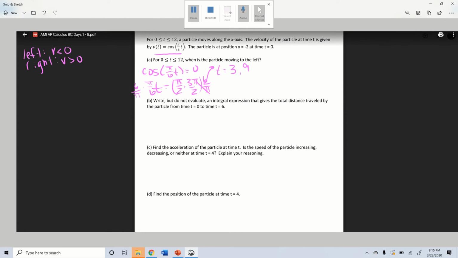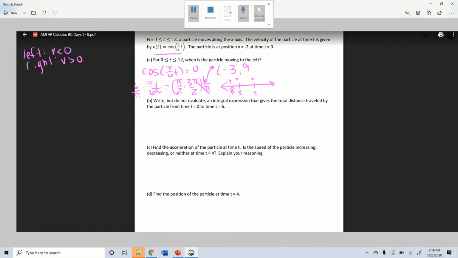What we need to figure out now is what the velocity is doing in between those times. So we already know here that it's equal to 0. We need to see what it's doing outside of that. So let's plug in something in this interval like 1. If we plug in 1, that means we just want cosine of pi over 6. Cosine of pi over 6 is in the first quadrant. That means it's positive, so it's moving to the right.